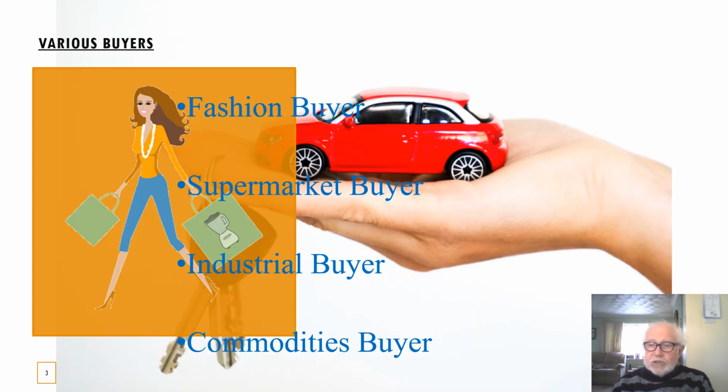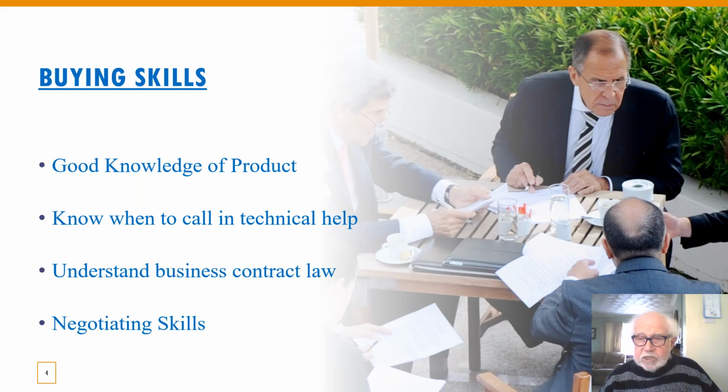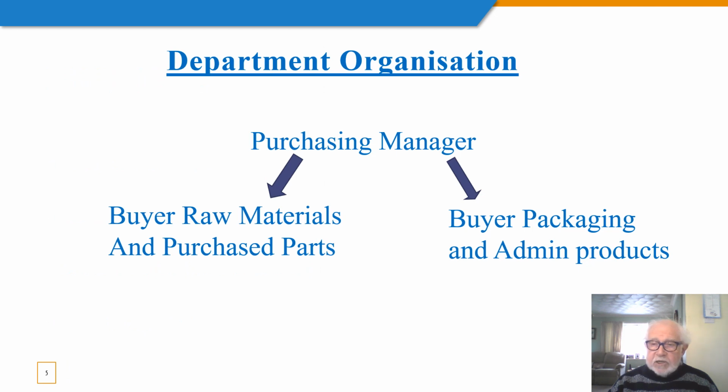As you can see on this slide, there are buyers for many different product types. All buyers must do their job with honesty and integrity. The knowledge and skills on this slide are essential for all buyers, whatever product they are buying. This slide shows an example of the department organization for a small or medium-sized manufacturing company.